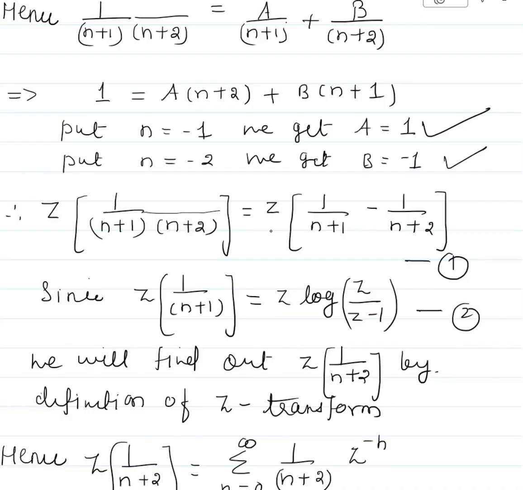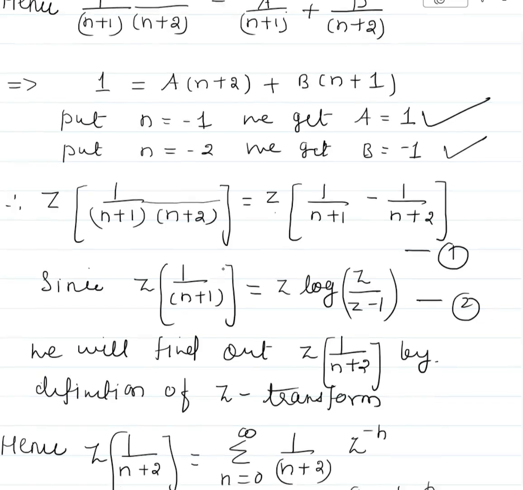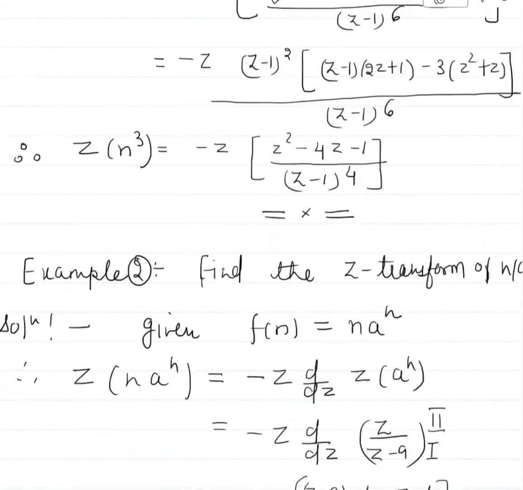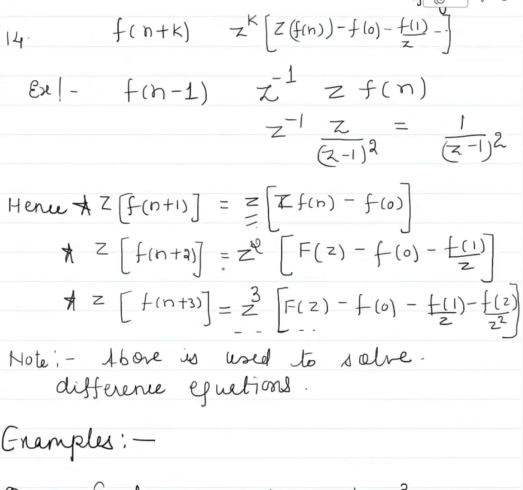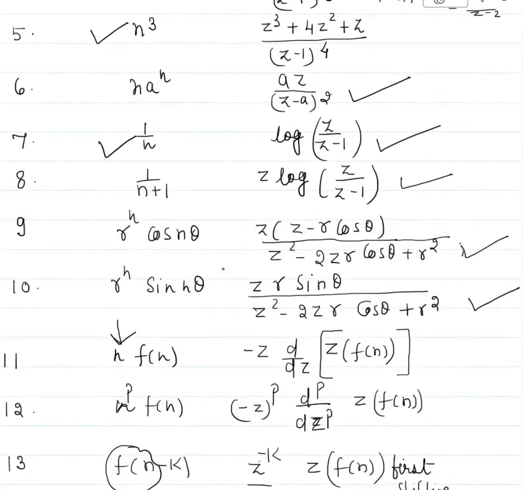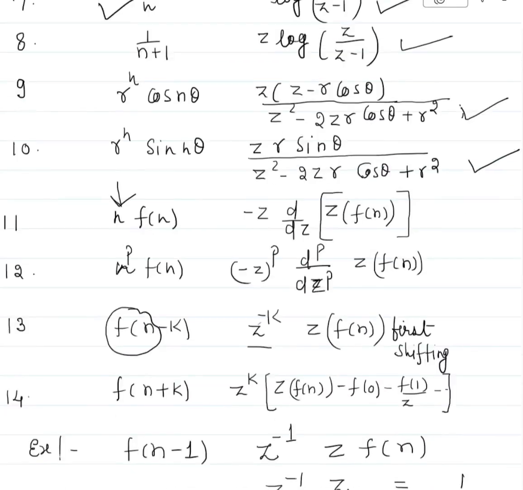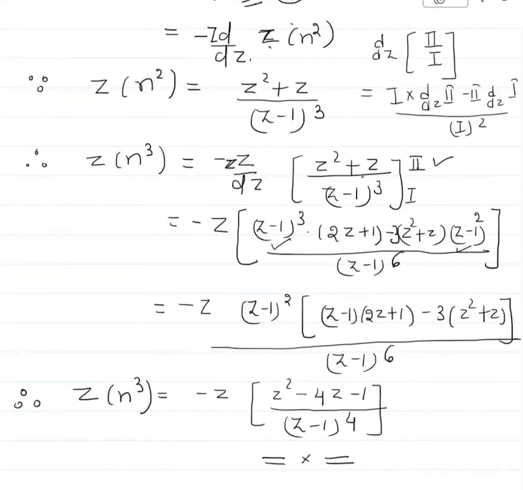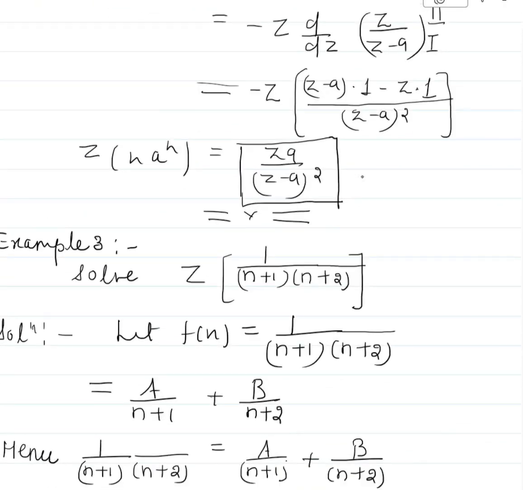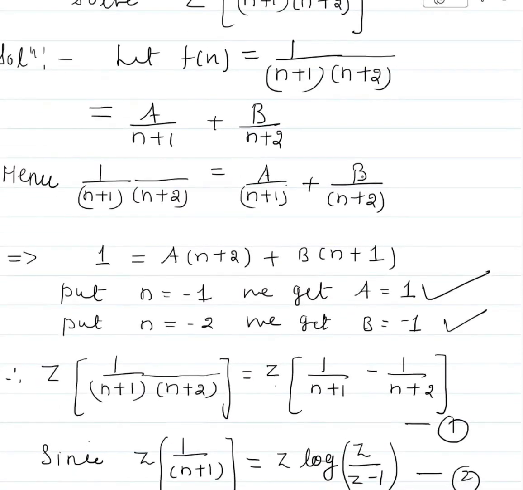To find the Z transform of this, we have already split it into two parts. First write the Z transform of this, then write the Z transform of this. This formula you already have in the list. Can you check? Z of 1 upon n plus 1. Please check it. We already have this formula. So we'll just write Z log Z upon Z minus 1 directly, because we have the direct formula for Z of 1 upon n plus 1.